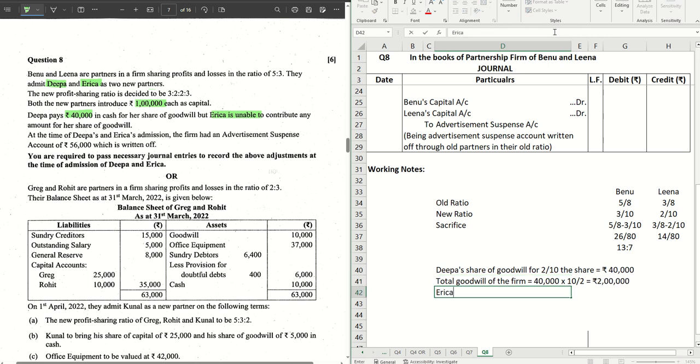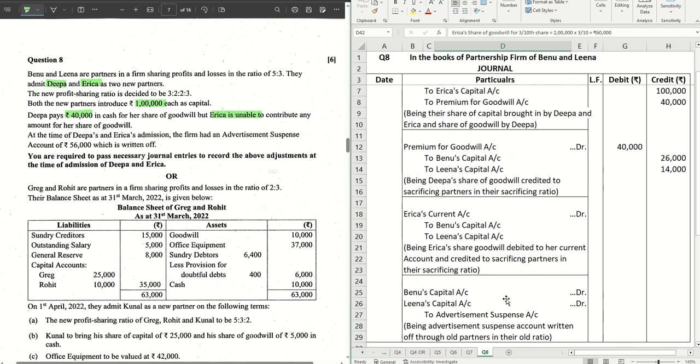So in that case, we can easily find out Erica's share of goodwill for 3/10 share. That will be straight away 2 lakhs multiplied by 3/10. That comes to 60,000. All right. So we have calculated Erica's share of goodwill.